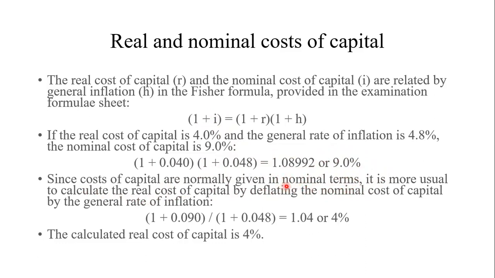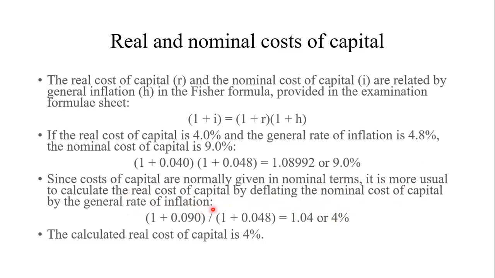But in a few questions, at times, you may see questions that would give you the real cost of capital and give you also the general inflation, and then you are expected to work out what the nominal cost of capital is going to be applied to the investment appraisal. And for such questions, usually you would have some specific inflation for maybe revenue, variable cost, fixed cost, and so on and so forth. So since cost of capital are normally given in nominal terms, it is more usual to calculate the real cost of capital by deflating the nominal cost of capital by the general rate of inflation.